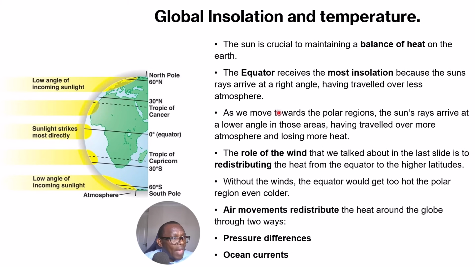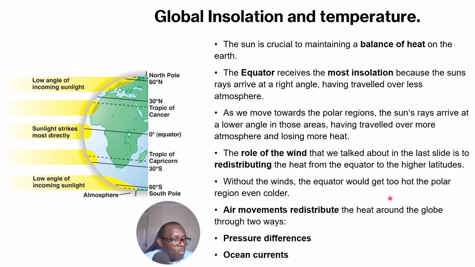Now, that heat here on Earth is redistributed by the wind. We talked about wind in the last slide, and we did say that the wind moves from areas of high pressure to low pressure. That wind is going to redistribute this heat from the equator to the higher latitudes so that we can maintain the balance of heat in the atmosphere.